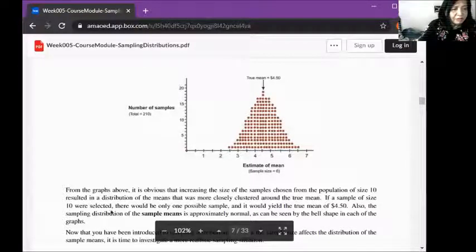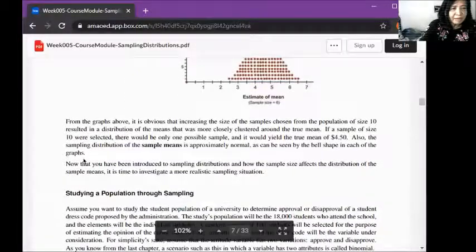If a sample size of 10 were selected, there would be only one possible sample, and it would yield the true mean of $4.50. Also, the sampling distribution of the sample means is approximately normal, since it is bell shaped. You know what a bell is. It's symmetrical, so what you see on the right can also be seen on the left.